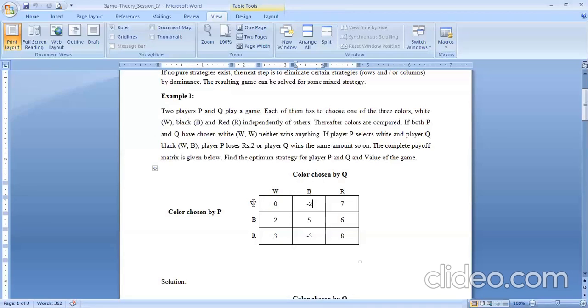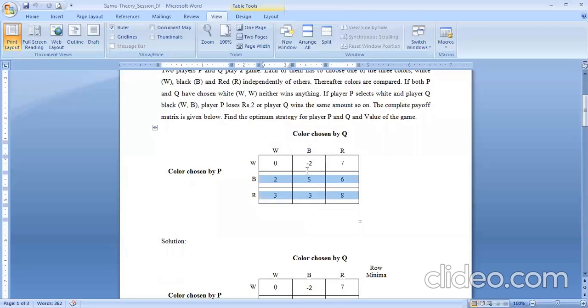And here you can interpret that when player P chooses white and player Q chooses red, then plus 7 means player P is going to win 7 rupees, and at the same time player Q is going to lose 7 rupees when he chooses red and P chooses white. Like that, you can interpret the payouts here. This is the given payoff matrix. Here we need to reduce this payoff matrix to 2 by 2 in order to find the optimum strategies for players P and Q and also the value of the game.